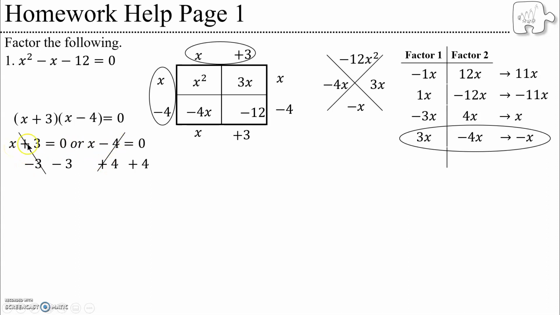So then we're going to get 0 minus 3 is negative 3, so we just get x equals negative 3. 0 plus 4 is 4, so we get x equals 4. Right, our two answers.